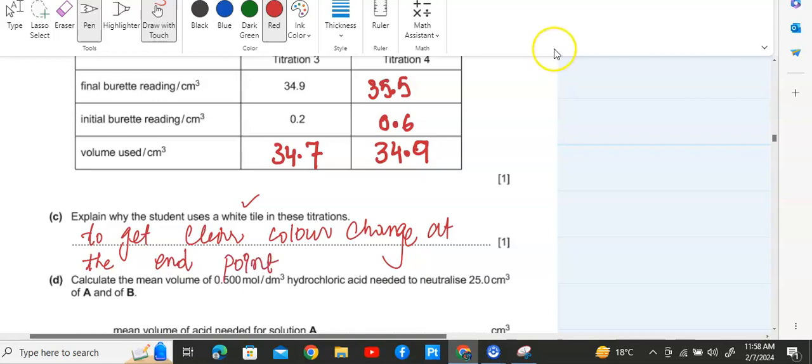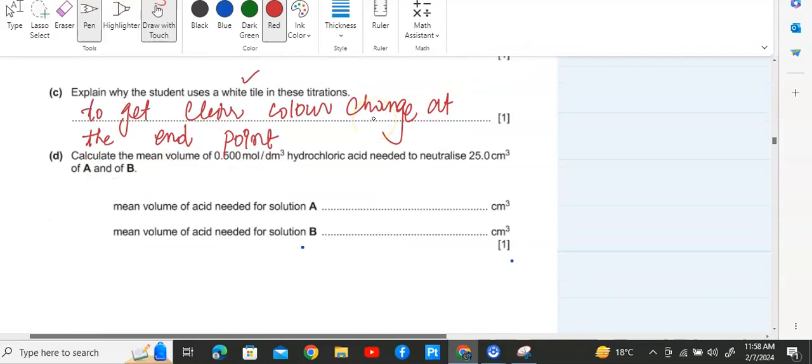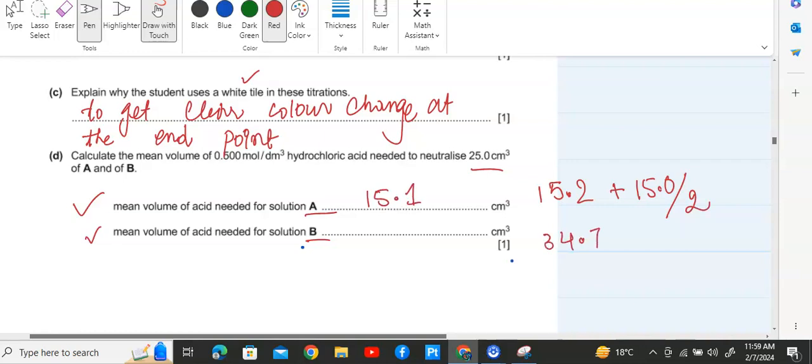Okay. Now calculate the mean volume of 0.50 mole per dm cube of HCl needed to neutralize 25 centimeter cube. So you have to be very vigilant. See, for A, you have a table which is on the previous page. For B, you have a table which is given on this page. So please make sure you are using the same readings from the same tables. 15.2 plus 15.0 divided by 2 will give you a mean volume of 15.1. 34.7 plus 34.9 divided by 2 will give you 34.8.